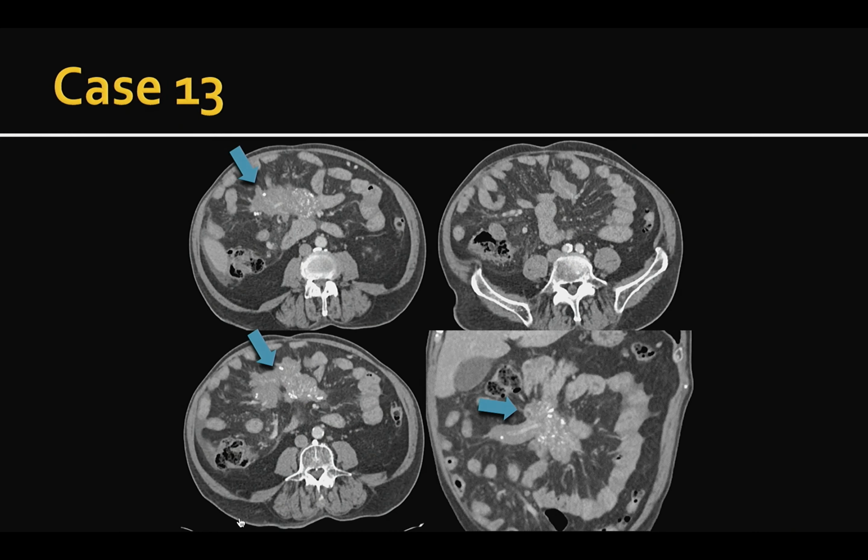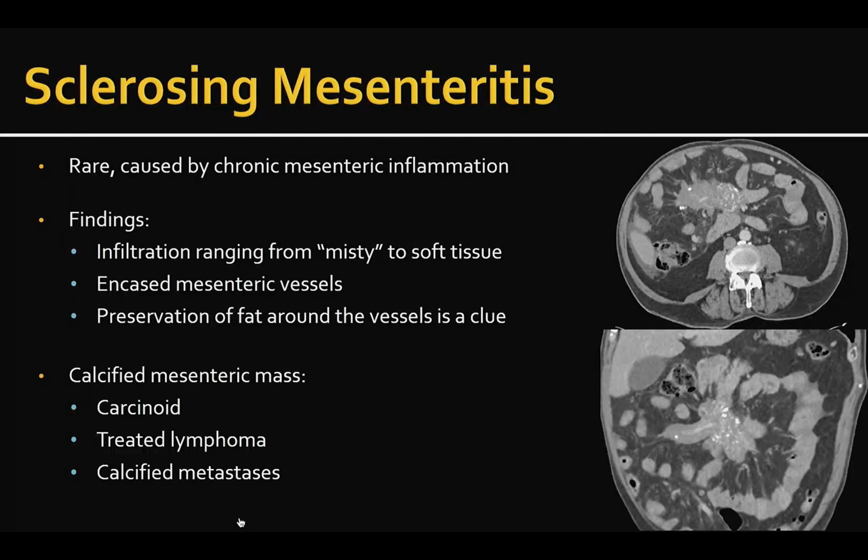With a calcified mesenteric mass, you should think about a few diagnoses. One is sclerosing mesenteritis, of which this is an example. Carcinoid tumor metastasis of the small bowel could also appear this way, although it's fairly large. Metastatic disease from a calcifying primary tumor like papillary serous ovarian carcinoma, or perhaps treated lymphoma would all be reasonable considerations. As I mentioned, this is sclerosing mesenteritis.